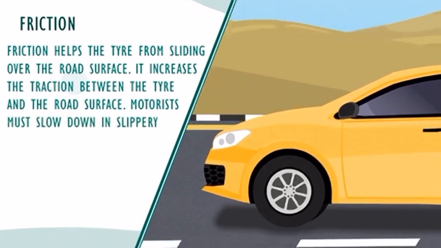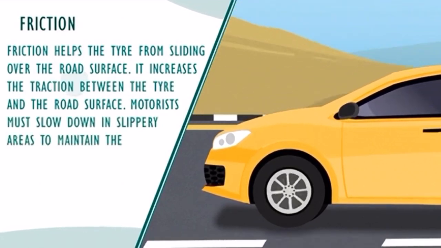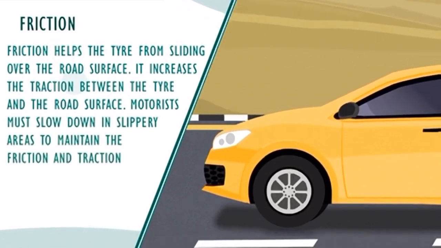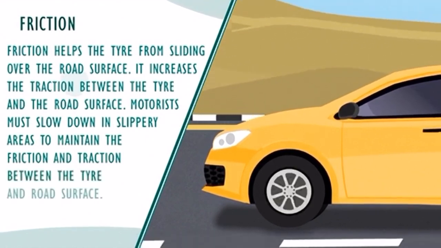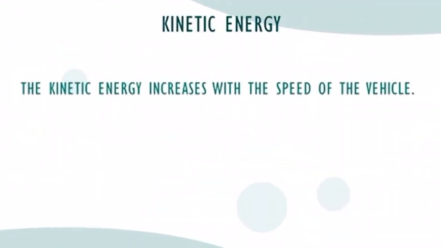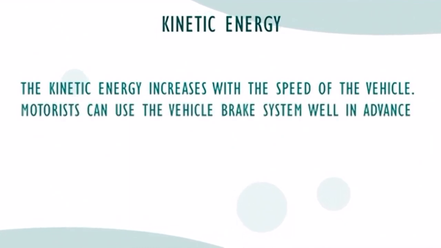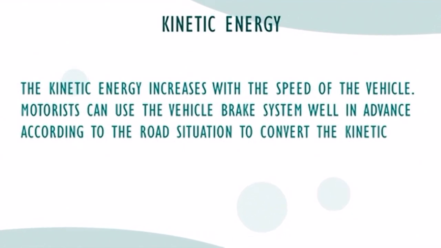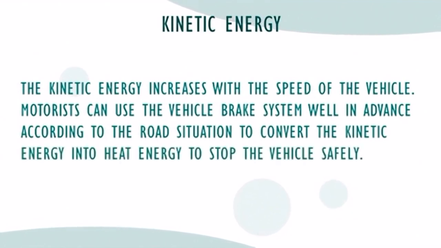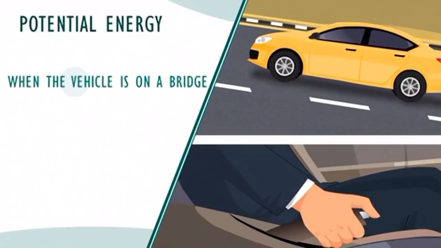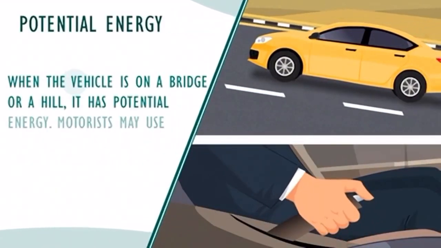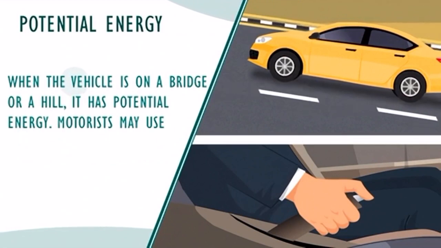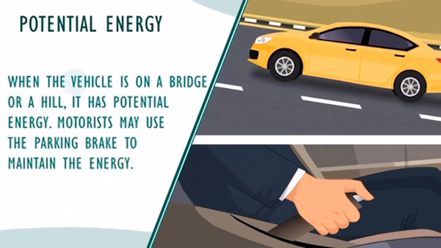Motorists must slow down in slippery areas to maintain the friction and traction between the tire and road surface. The kinetic energy increases with the speed of the vehicle. Motorists can use the vehicle brake system well in advance, according to the road situation, to convert the kinetic energy into heat energy to stop the vehicle safely. When the vehicle is on a bridge or a hill, it has potential energy. Motorists may use the parking brake to maintain the energy.